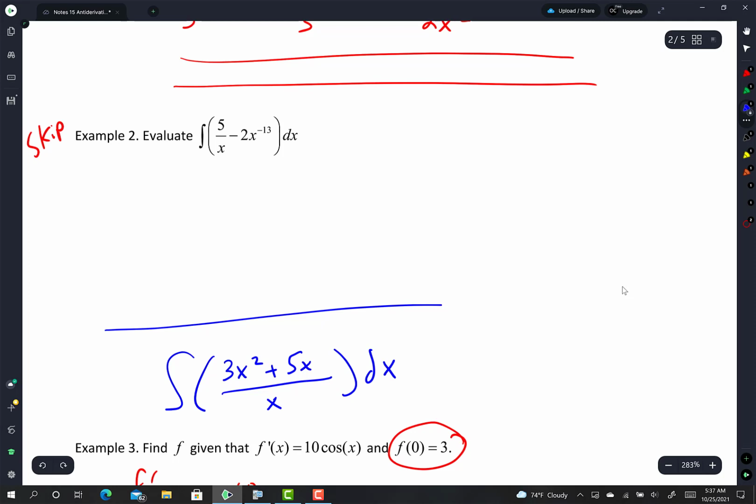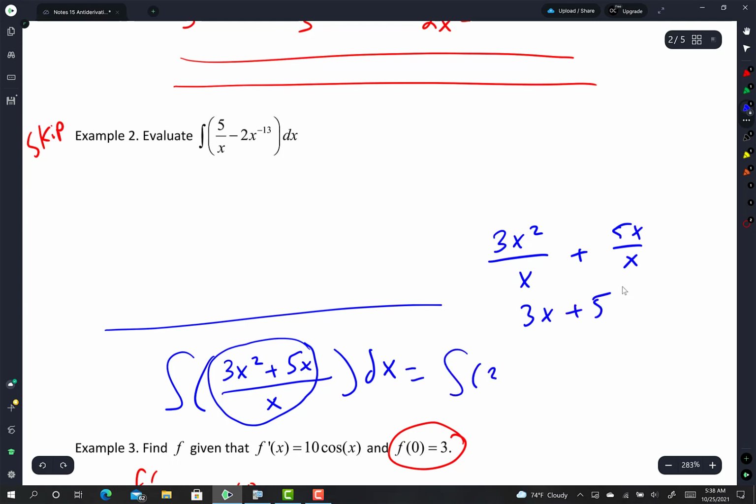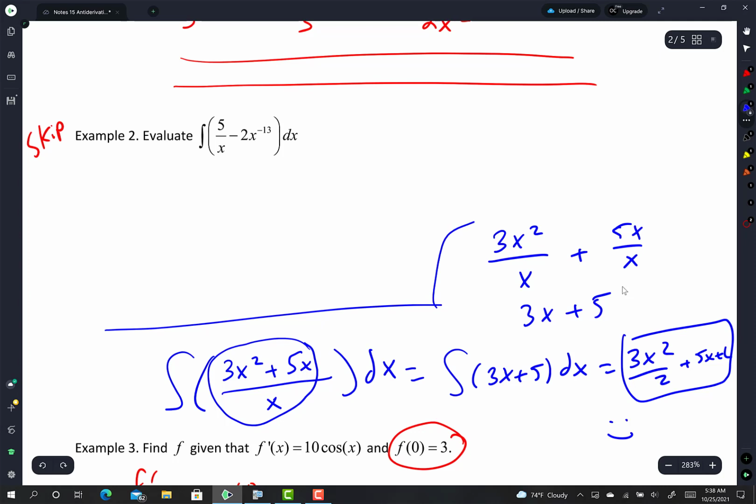And then at first glance, you're like, I don't know how to do that. Well, yeah, you do. You take that 3x squared plus 5x over x and put them into separate terms. Then one of these x's cancels out and you get 3x, and one of these x's cancels out and you get 5. So this turns into the integral of 3x plus 5. And that you can do, guys: 3x squared over 2 plus 5x plus c. So there it is. I think you guys can do that.